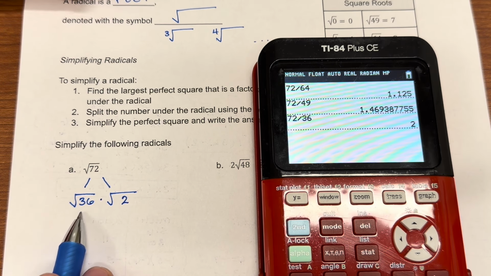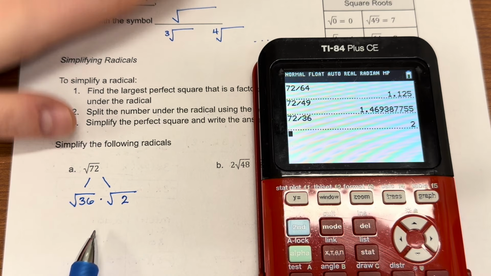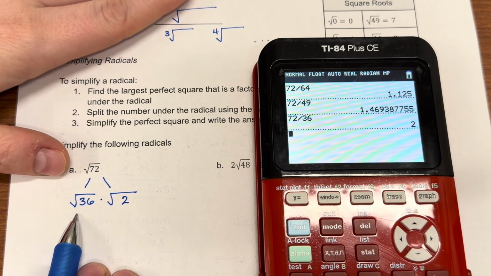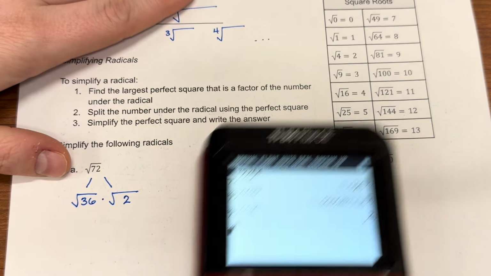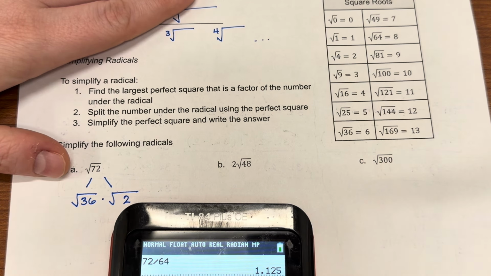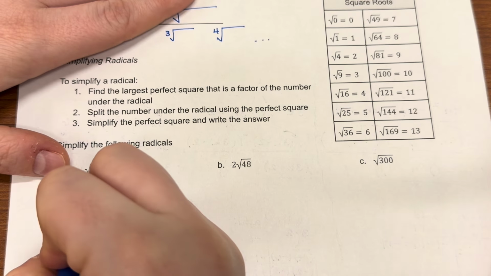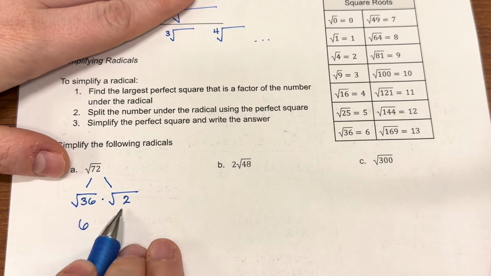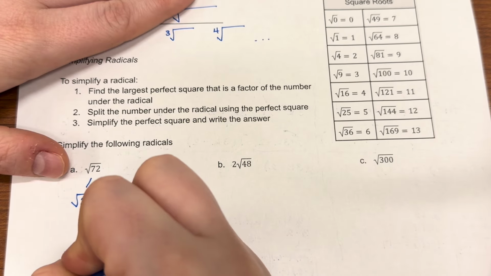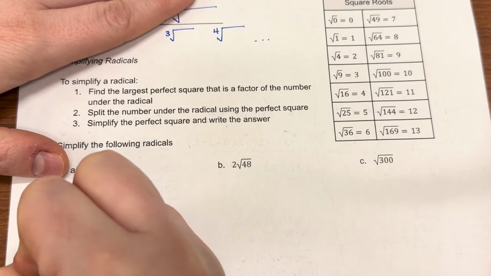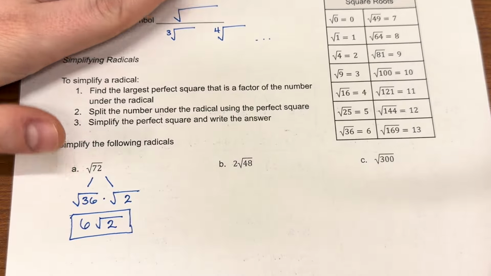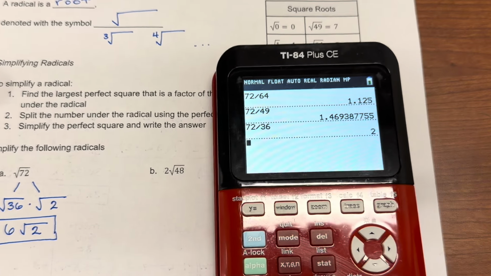I always write my perfect square first because it's the one that's going to simplify more. So the square root of 36, if you don't already know it, we have it written there. It's 6. So 6 square root 2. And that's all we've got to do. That radical is simplified. All right, let's try another one.